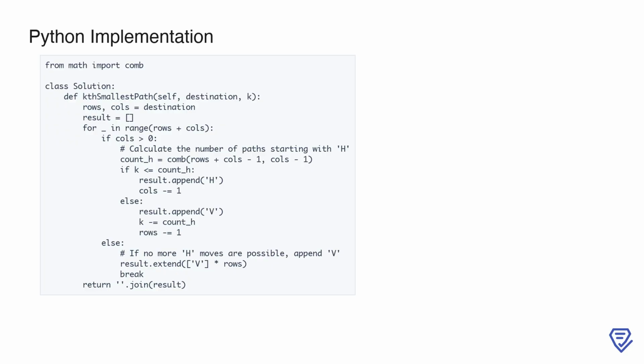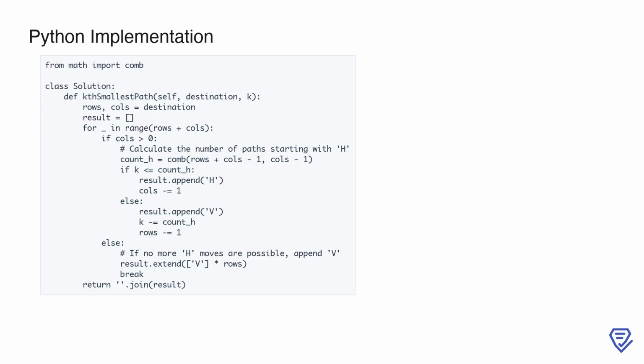6. Check remaining horizontal moves, cols. If horizontal moves are greater than 0, determine the number of valid paths starting with h using the binomial coefficient comb(rows + cols - 1, cols - 1). 7. Compare k to count_h. If k is less than or equal to the number of paths starting with h, append h to result and decrement cols. Otherwise, append v, subtract count_h from k, and decrement rows.